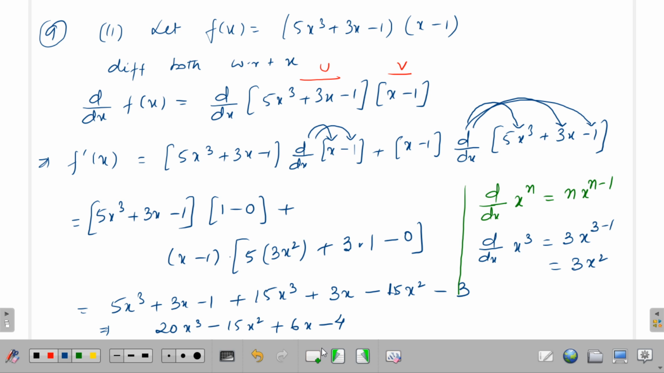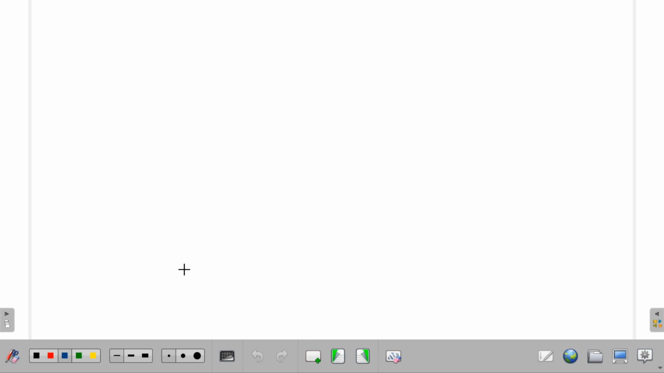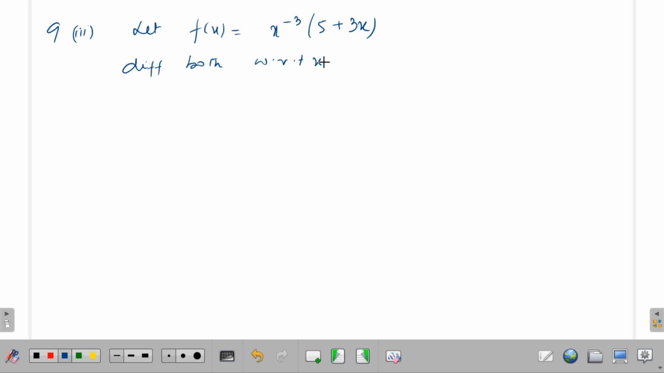Okay, in a similar manner, let us solve the next question. Let's just go with your question number 9.3 again. Your 9.3 is, let me just say that, let your f of x is equal to x to the power minus 3, and I got your 5 plus 3x. Now over here also, you can use the product rule, or instead of using the product rule, you can simply multiply, because if you use the product rule, it's going to be lengthy. So I'll just say that differentiating both with respect to x. Okay, before I differentiate, as I said, just have to multiply, so I'll get the answer 5x to the power minus 3 plus 3 and x to the power minus 2, because 1 plus minus 3 plus 1 is minus 2 again.